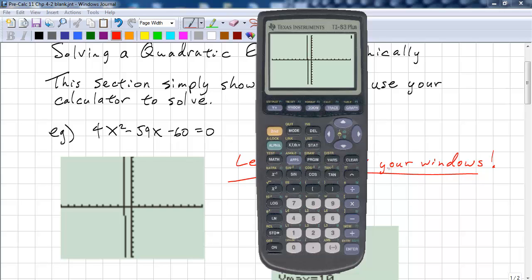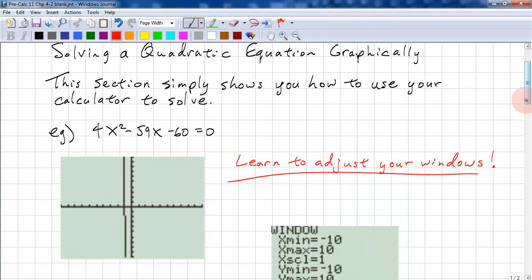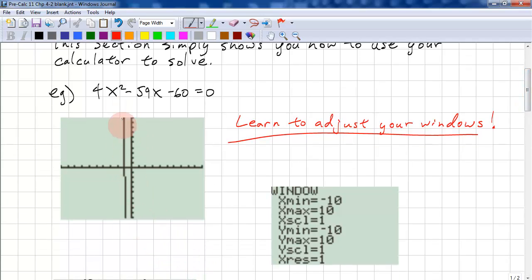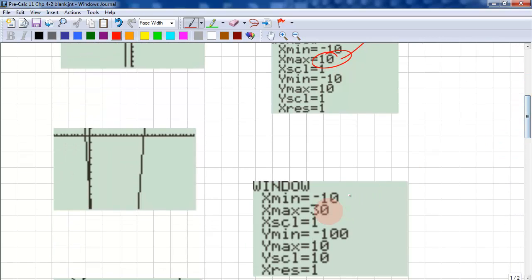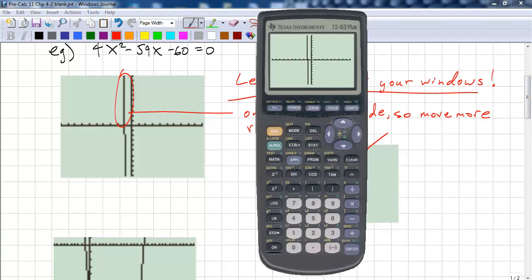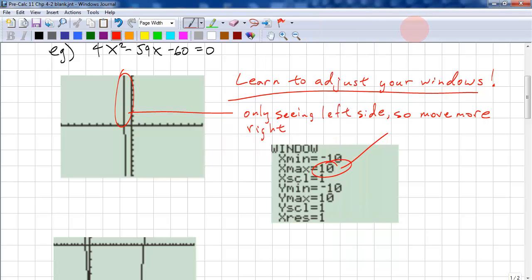Graph. So we get this graph. Now, this is a parabola, and since it's moving to the right a little bit as it's going down, that means we're only seeing the left side of the parabola. So we need to adjust the window. Okay, so we need to make this bigger. And as I've suggested, we need to make this 30. And it's only a guess. We're going to adjust it more later.